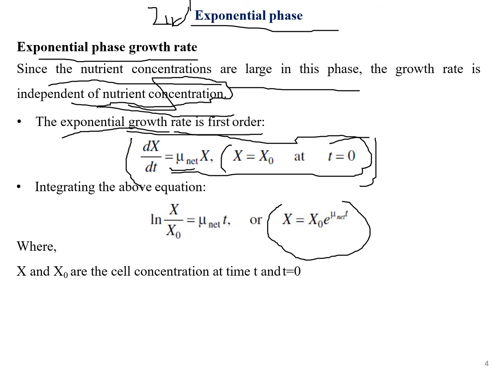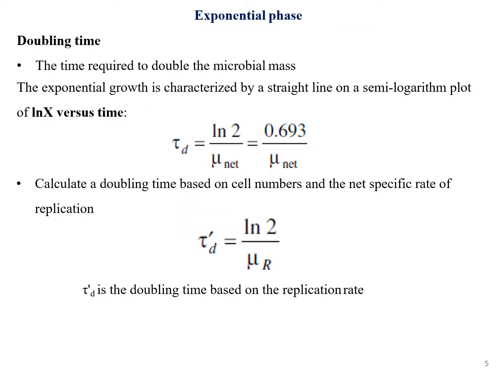or we can represent it by writing x equals x0 e to the power of mu net t, in which x and x0 are the cell concentrations at time t and time 0. So this is how we represent the exponential growth phase at first order. All right, so this is the particular result we get. So moving on, let's talk more about some of its features.